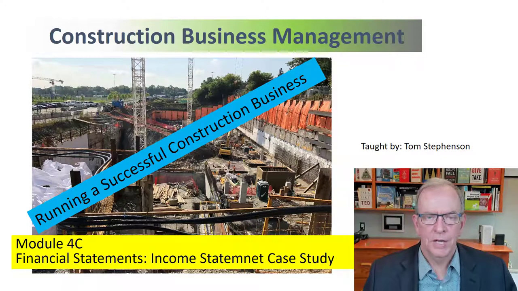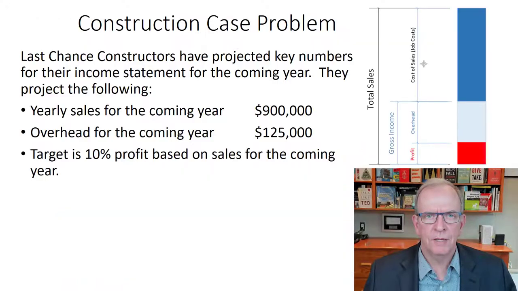But today we're going to be looking at a case study and trying to come to a better understanding of markup in particular. In the previous lecture we looked at the income statement and the different components of the income statement. So our construction case study today is Last Chance Constructors, and they projected some key numbers for their income statement.